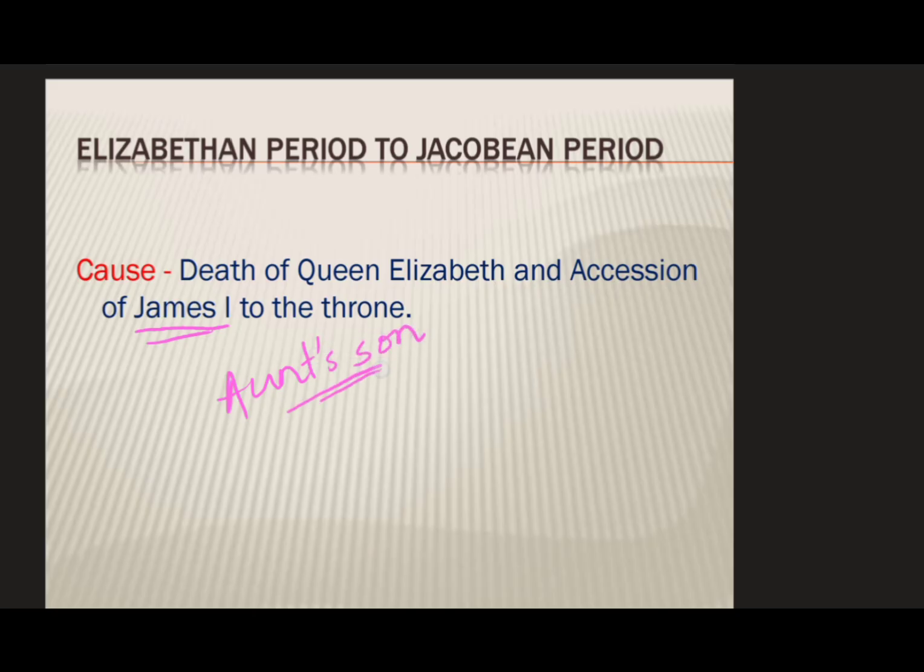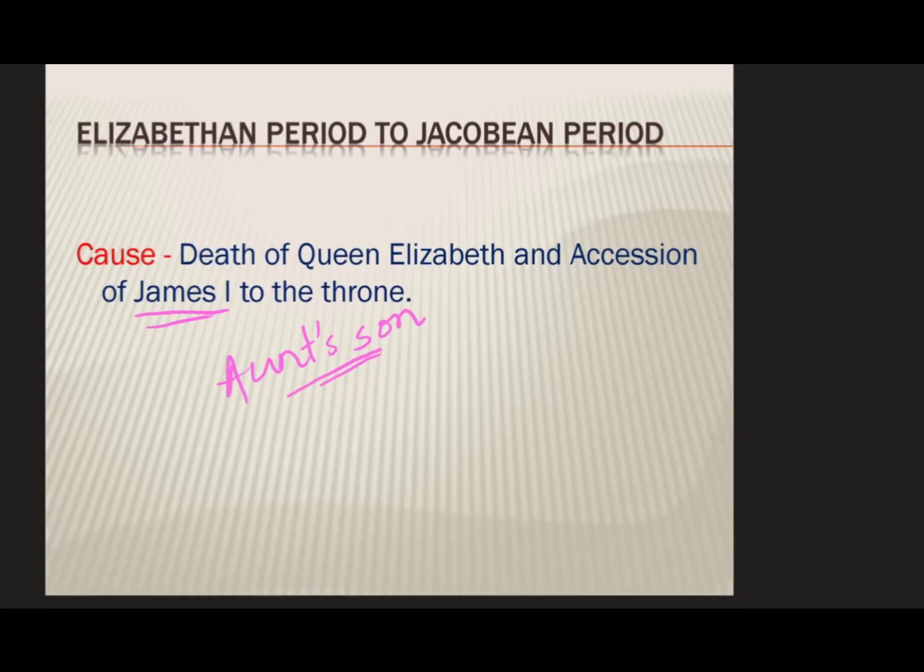the throne of England. This led to various protests. Some people did not like this decision where Queen Elizabeth was replaced by James I, and some people raised questions about it. Some people supported the decision. So it all came down to the diversification of the society in England.